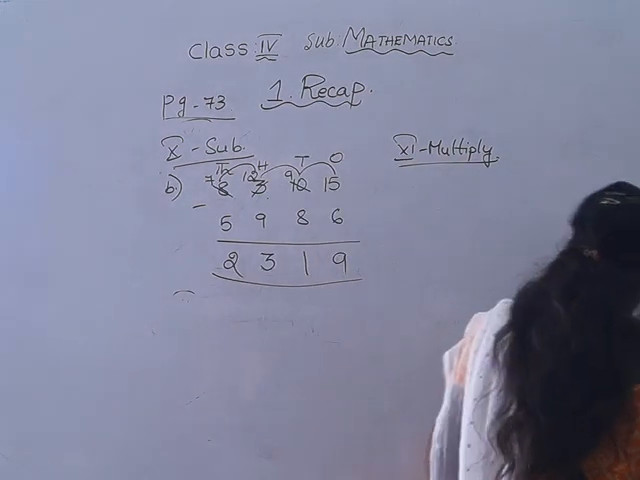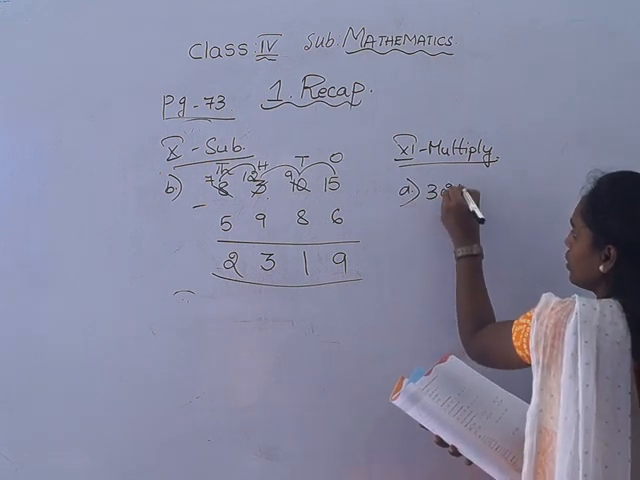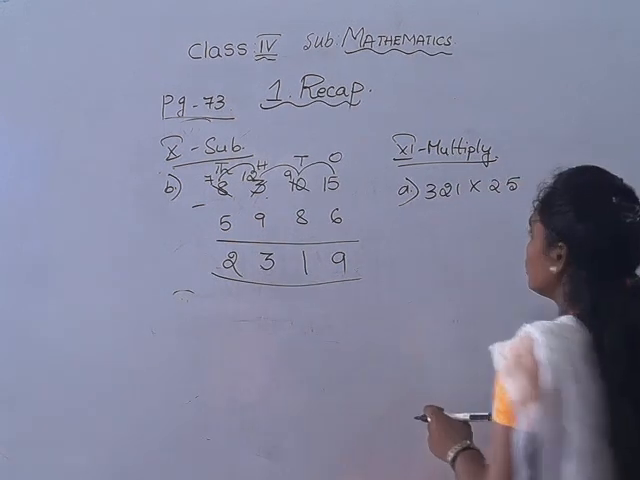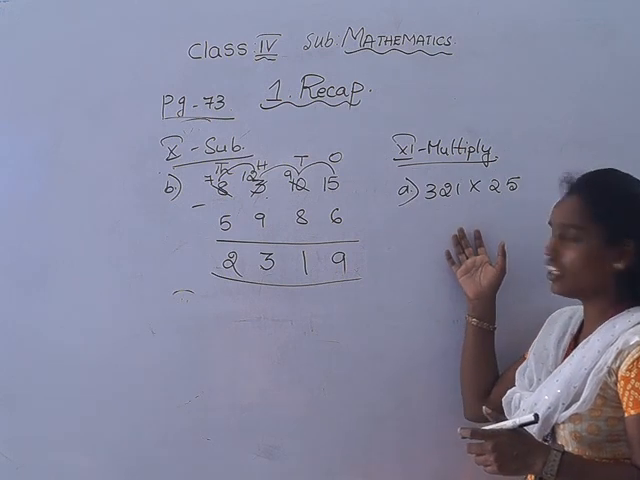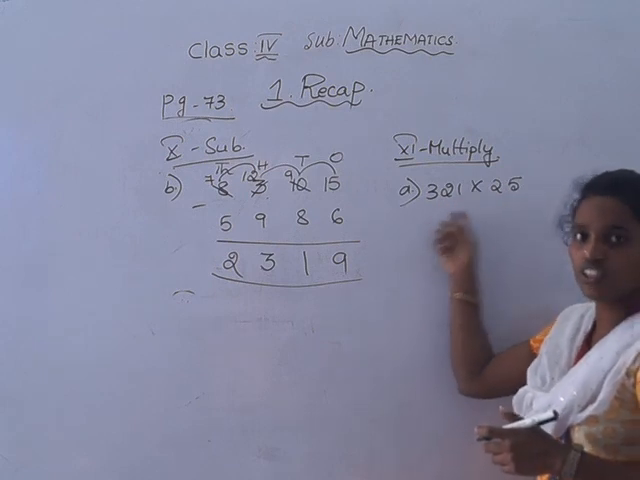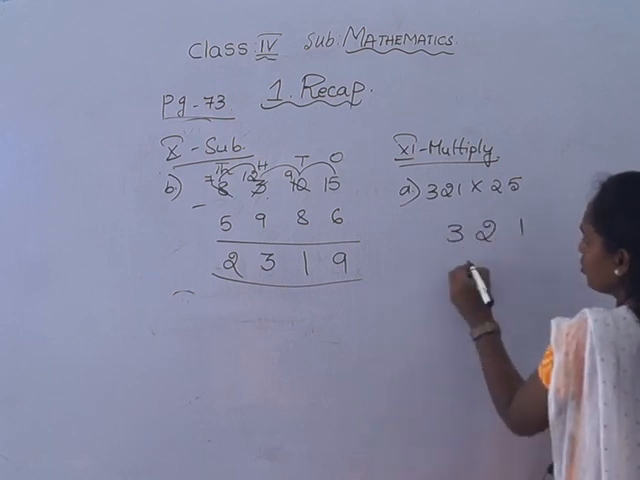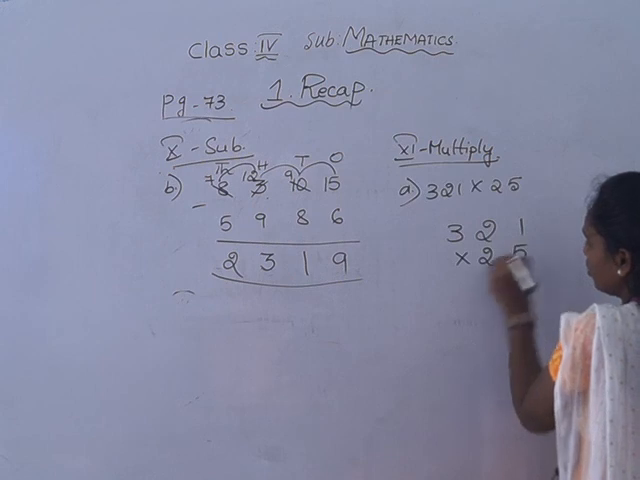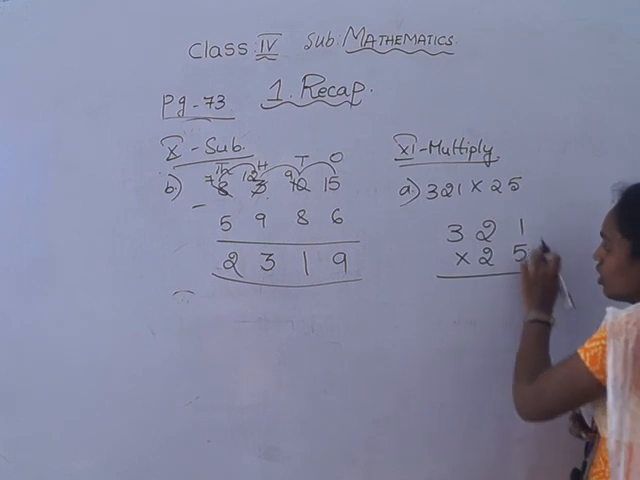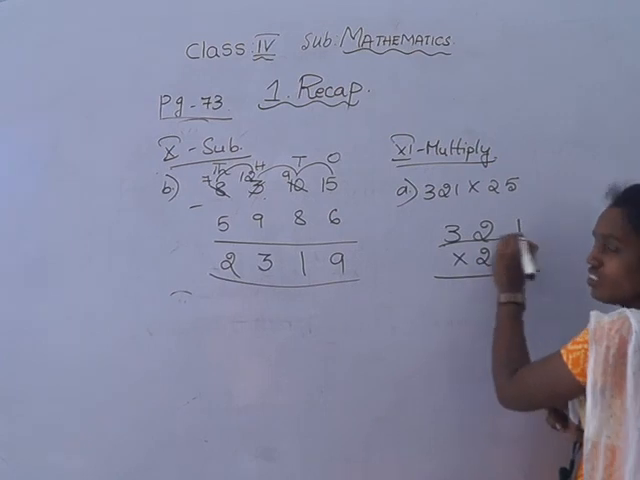Children, once see. So here the number is 321 multiplied with 25. So here it is 2-digit multiplication. Do you have an idea about 2-digit multiplications? First we should multiply the single digit with the 3-digit number and next the other digit with the 3-digit number. Let's see how the multiplication will be. 321 into 25. The number which is in the ones place, we should multiply with all these 3 digits, and next we should multiply 2 with all 3 digits.